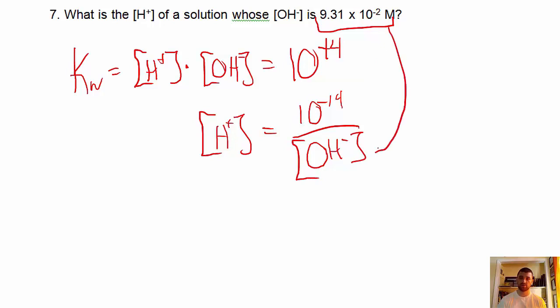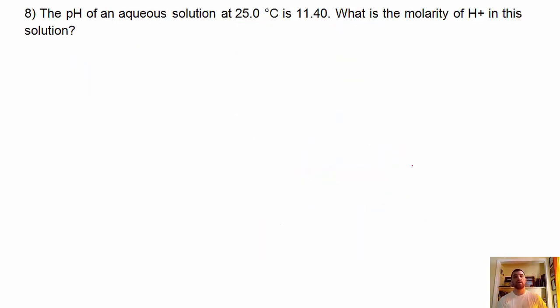And now it's just a plug and chug. And I get the answer to be 1.07 times 10 to the minus 13. That's it. All right, 8. The pH of an aqueous solution at 25 degrees Celsius, about room temperature, is 11.4. What is the molarity of H plus in this solution?